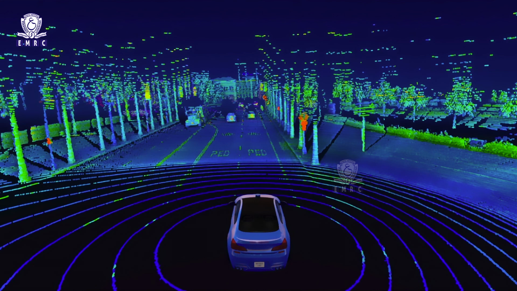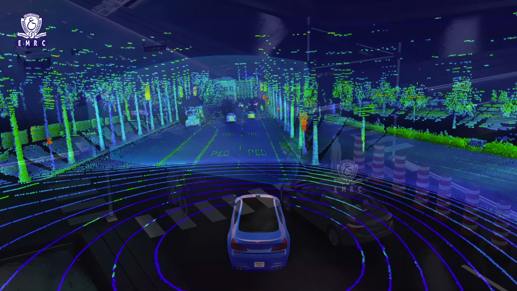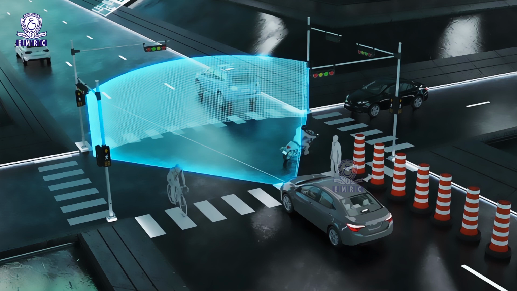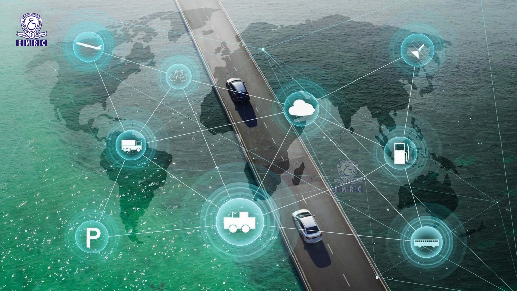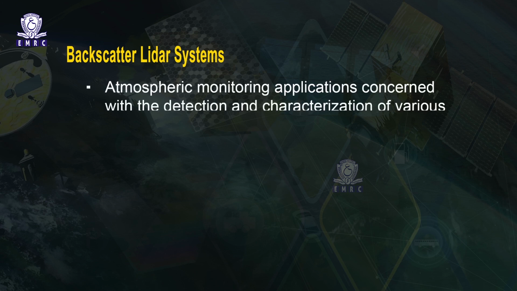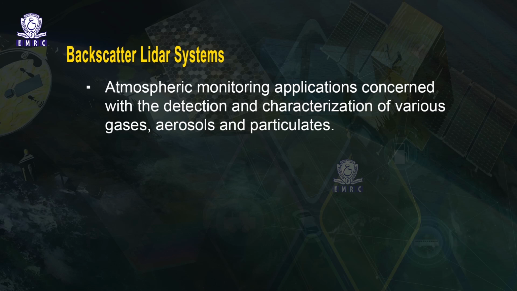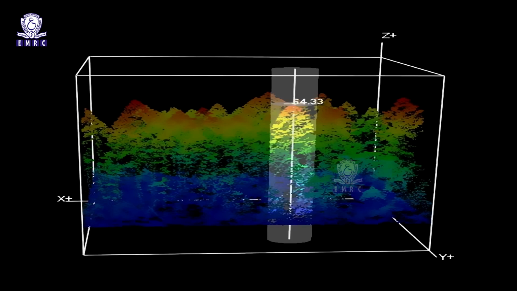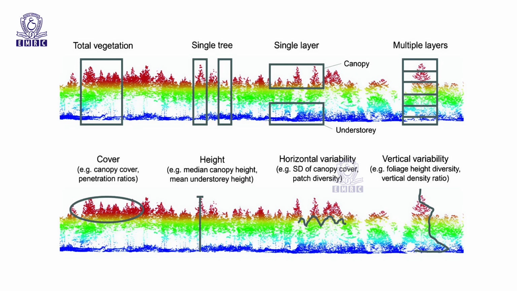More advanced LiDAR measures the received intensity of the backscattered light as a function of the travel time. The intensity of the signal provides information about the material that reflected the photons. Such backscatter LiDAR systems are often used for atmospheric monitoring applications concerned with the detection and characterization of various gases, aerosols and particulates.